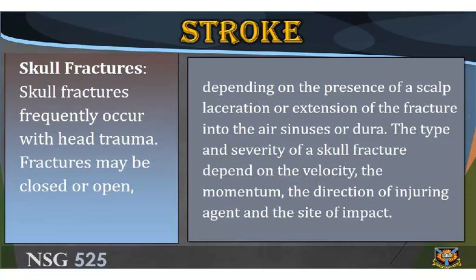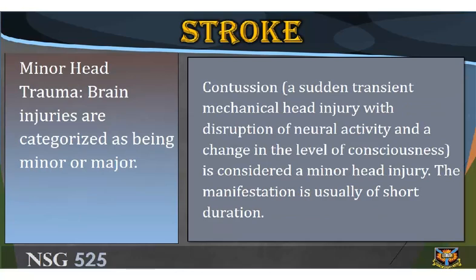The type and severity of a skull fracture depend on the velocity, the momentum, the direction of injury agents, and the site of impact. Minor head trauma. Brain injuries are categorized as being minor or major. Contusion. A sudden transient mechanical head injury with disruption of neural activity and a change in the level of consciousness is considered a minor head injury. The manifestation is usually of short duration.